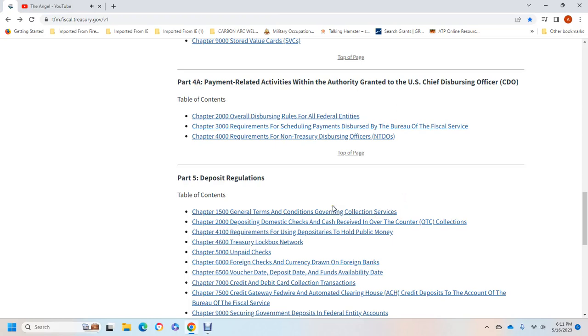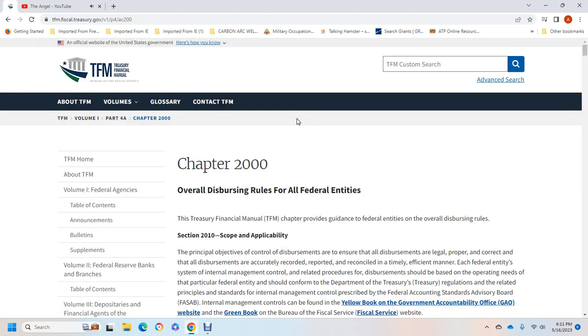Alright, Part 4, Payment of Related Activity Authority granted with the U.S. Chief Disbursing Officer, or CDO. Table of Contents, Chapter 2000, Overall Disbursing Rules for all federal entities.